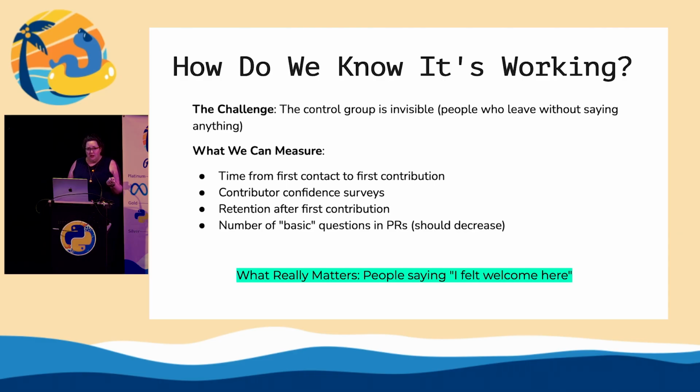But what we can measure is the time from first contact with somebody who does make contact to when they make their first contribution. If that time is decreasing, then that's a pretty good indication that this is working. You can send out contributor confidence surveys. I've seen these set up in pull request templates so that once people submit their PR, they get a sort of feedback survey, like how did this go for you?